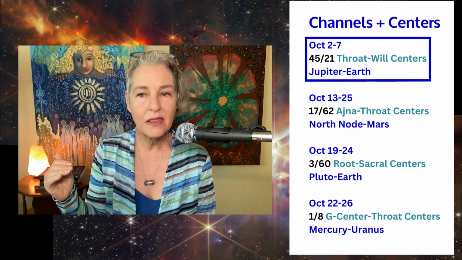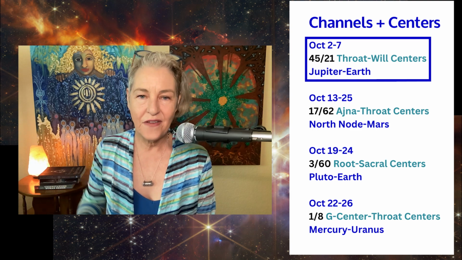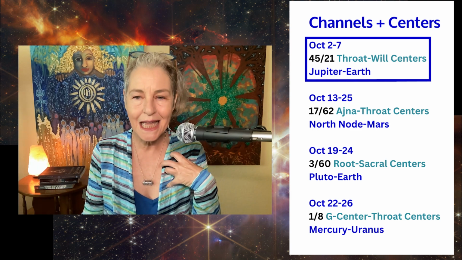So as we go through, from October 2nd to the 7th, we're going to have the 45-21 that's lit up, which is over here. I'm going to talk about that a little bit more in a second. That is going to light up the will center and the throat center for all of us. Now, if you already have this lit up, you're not going to feel it as much. But if you don't, then you will. For most of us, we have our will center open. 7 out of 8 of us have our will center open, which means a lot of people are going to have that will center defined when they usually don't.